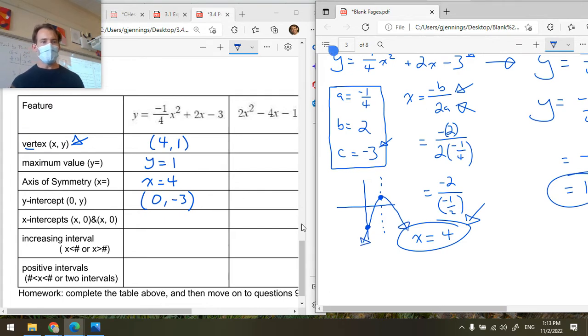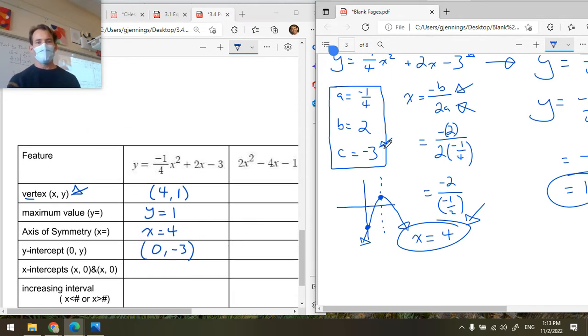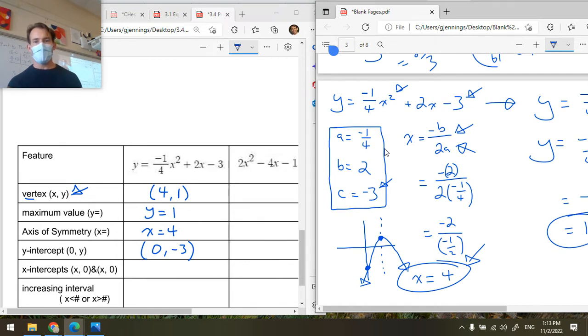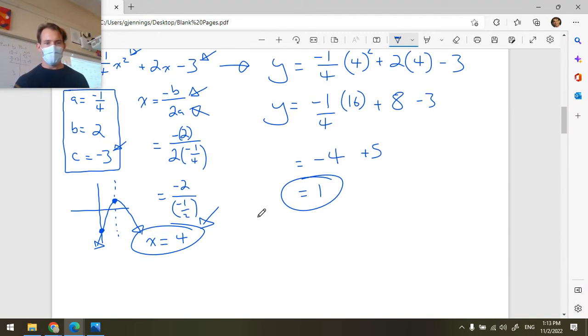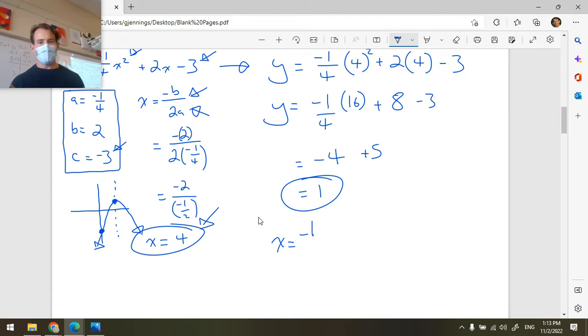Okay. The x-intercepts, well, let's find those. I don't know what they are, but I know the quadratic formula can tell me. So let's use the quadratic formula with this a, b, and c. All right, maximize your paper. Write out the quadratic formula. X is equal to, sing the song, negative b plus or minus the square root of b squared minus 4ac over 2a.